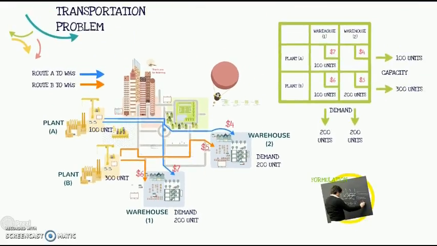On the upper right-hand corner, you can see a table which demonstrates the previous transportation model. The first row represents the warehouses, and the first column shows the plants. The cells in the middle represent the shipping quantities and costs for each route.